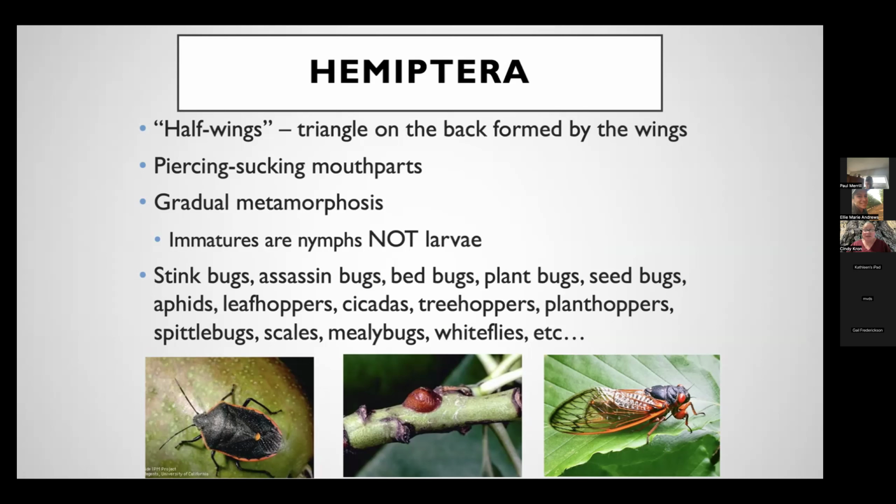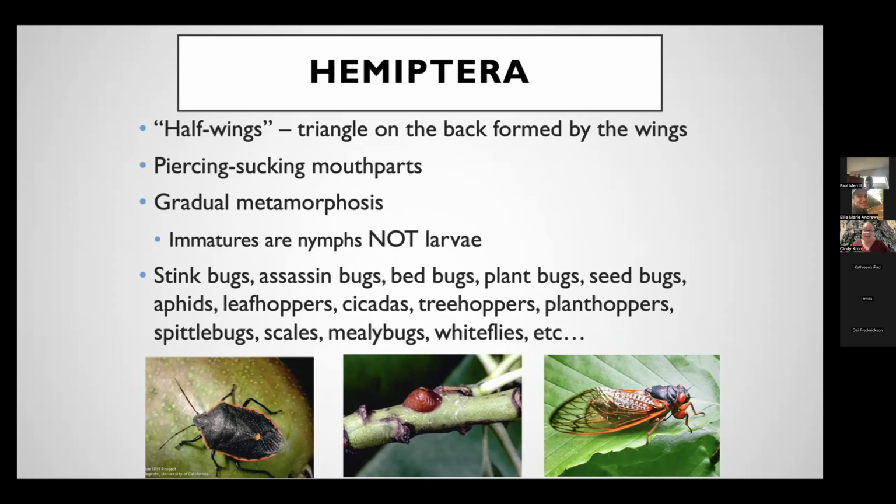So this order has a whole lot of families, a whole lot of insects that you're going to know or recognize. Stink bugs, assassin bugs, bed bugs, plant bugs, seed bugs, aphids, leafhoppers, cicadas, tree hoppers, plant hoppers, spittle bugs, scales, mealybugs, whiteflies, etc. It's a lot.